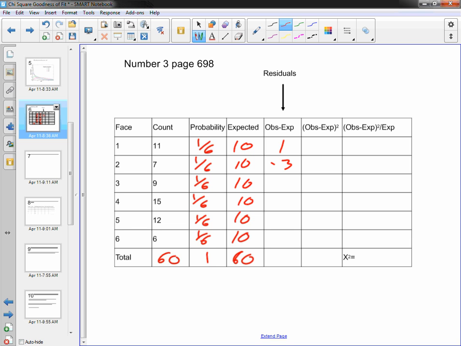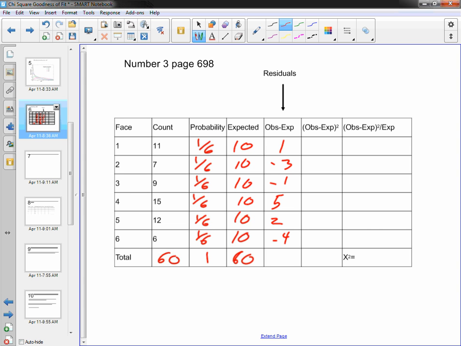It won't matter once we square it, but we'll go ahead and put the sign for right now. These will matter when we look at standard deviations for each category a little bit later, and whether it's positive or negative will matter then. We got 9, we expected 10, so we're 1 down. We got 15 and we expected 10, so we're up 5, 2, and then negative 4. I'm not necessarily worried about a total for this one.